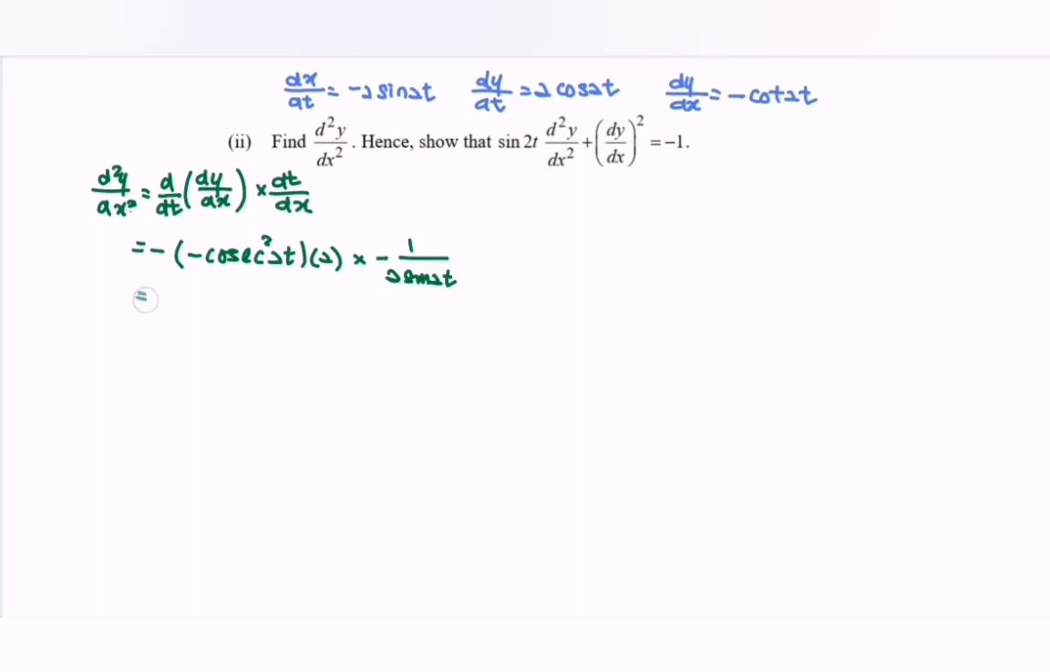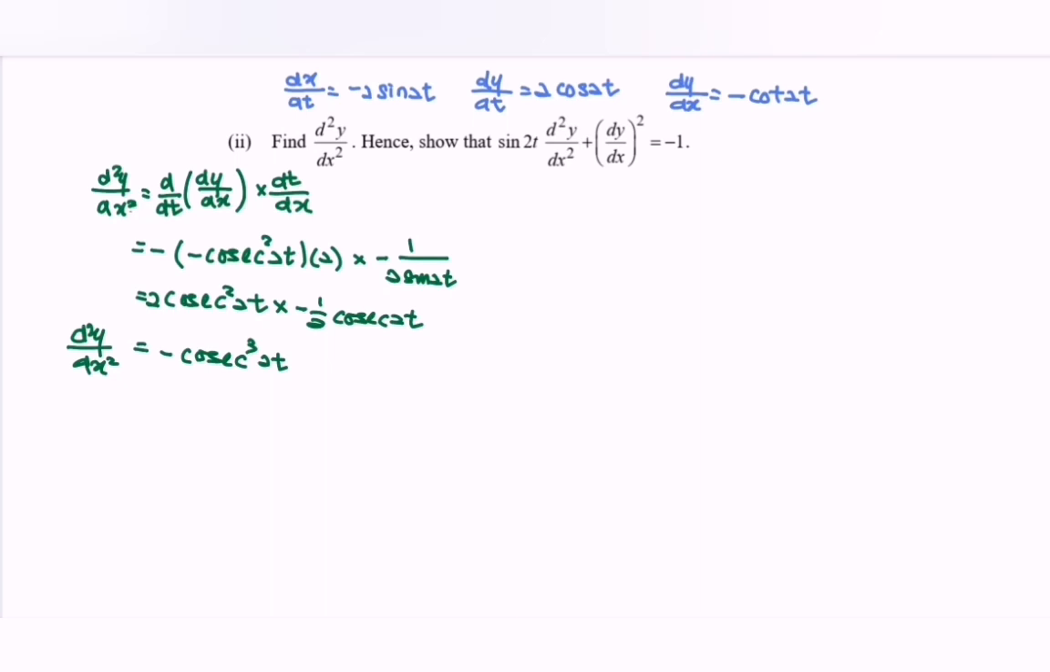As we all know, we have cosecant squared 2t, so here we have the 2, multiplied by 1 over sine. Based on the trigo ratio, 1 over sine is cosecant as well, so we have negative 1 over 2 cosecant 2t. Finally, we have negative cosecant cubed 2t. That is our second derivative.